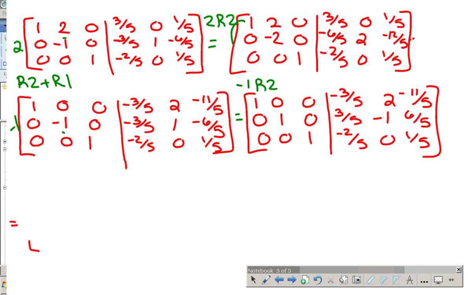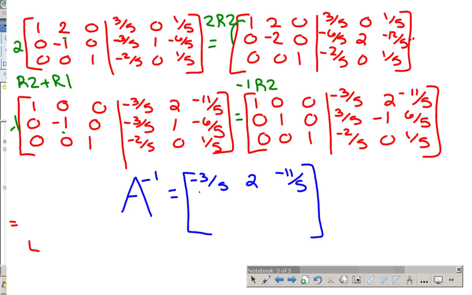So now that the left-hand side is that identity matrix, what I have found is the inverse. Okay? So the inverse of matrix A is negative 3 fifths, 2, negative 11 fifths, 3 fifths, negative 1, 6 fifths, negative 2 fifths, 0, 1 fifth. That's your inverse matrix.